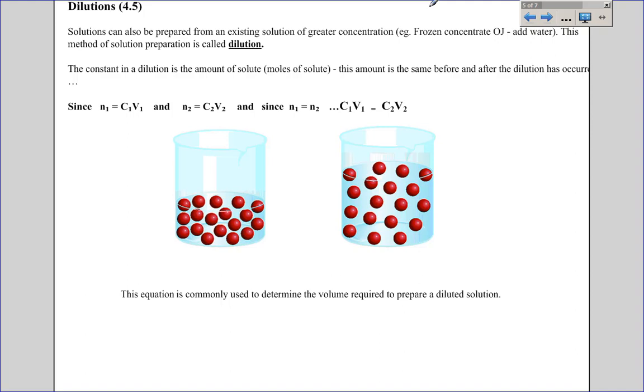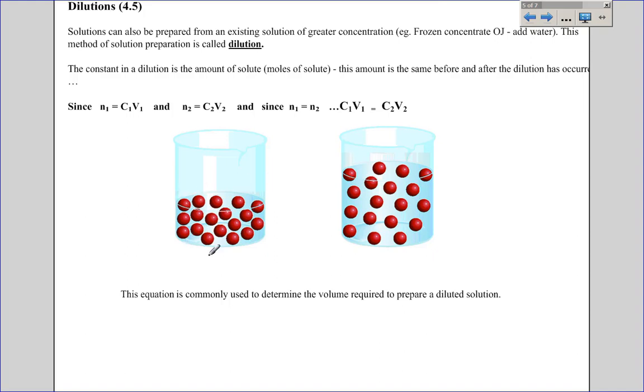So we're only going to be able to prepare a solution of lower concentration, and we're going to be diluting it. So we're going to be adding water to a certain amount of that solution in order to prepare our new solution. So let's look at a visual here.